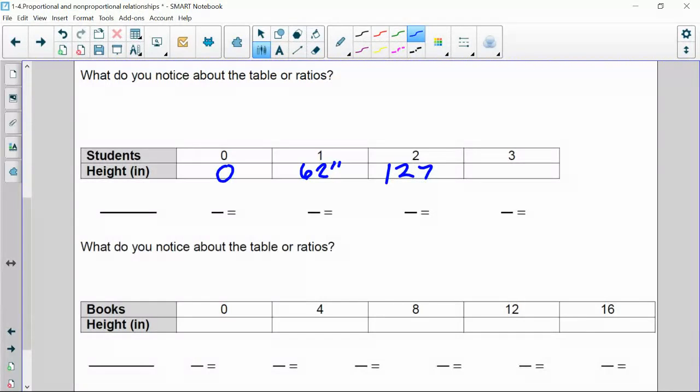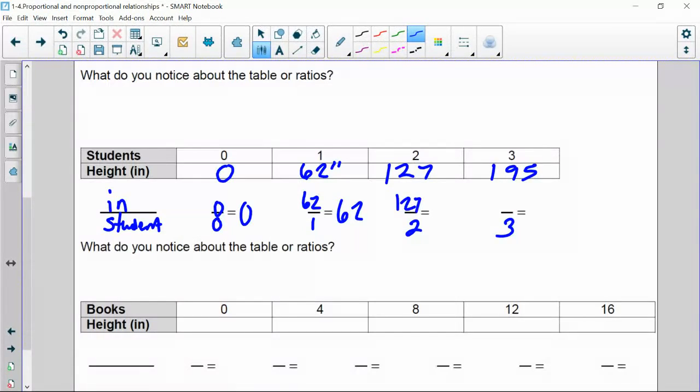Then we have another student that's kind of taller. Say they are 68 inches. So then we have a total of 195. We're going to want to compare our length in inches to how many students there were. So I had 0 students, 1, 2, and 3, and then our inches. If you notice, every time we're at 0, I got 0 out of 0. Okay, so 62 over 1 gives me 62.